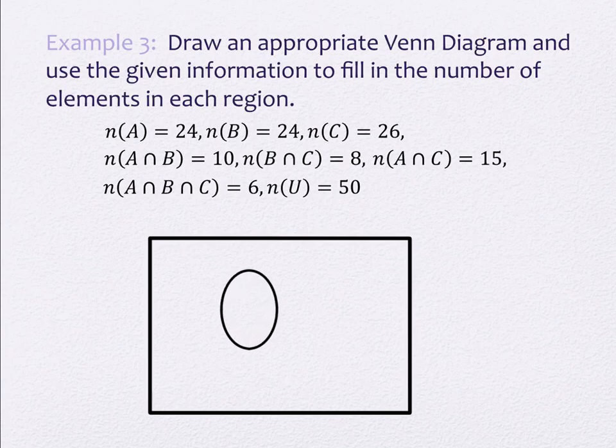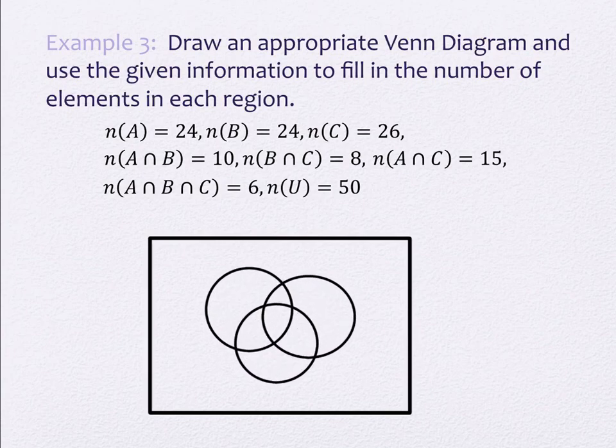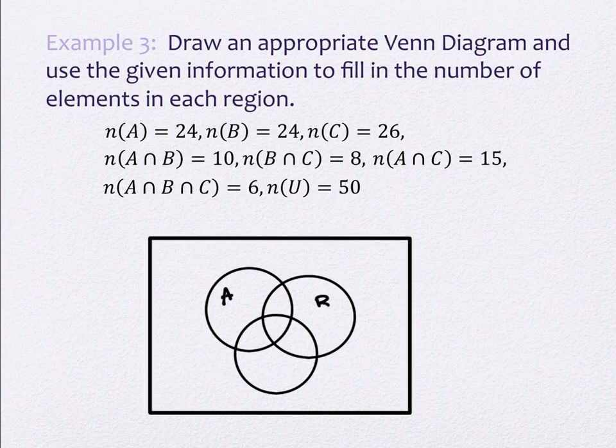circles and label them with whatever labels they're given in the particular problem. This one is A, B, and C, and the universal set on the outside.